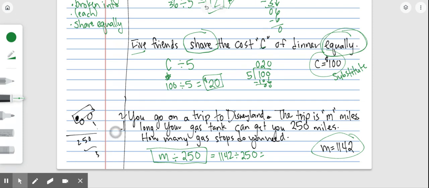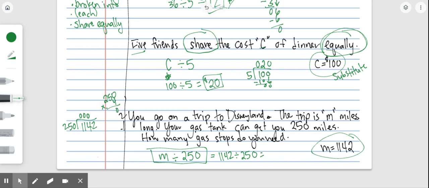If I'm going to do long division, I'm going to erase this over here. 1142 divided by 250. 250 does not go into 1. It does not go into 11. It does not go into 114. So I've got to figure out how many times it goes into 1142. 2 times 250 is 500, so I'm going to try 4. So 250 times 4.